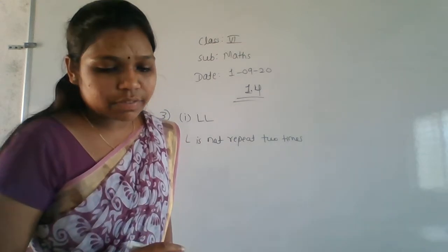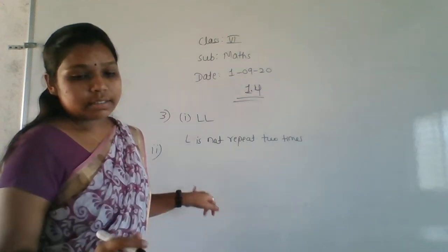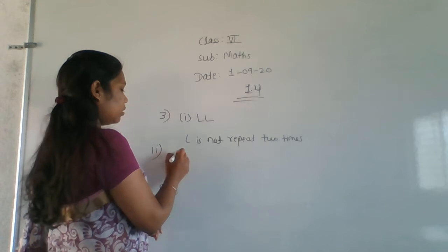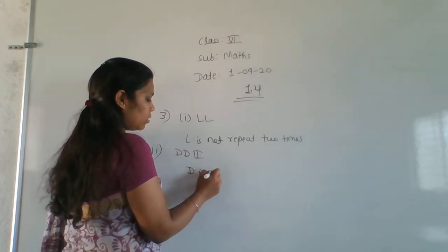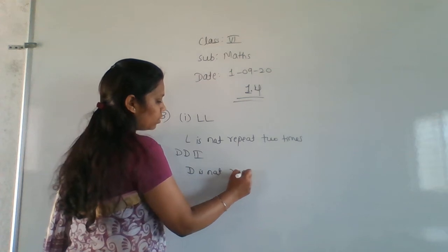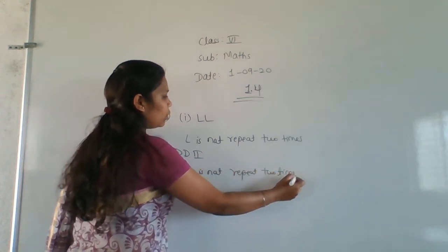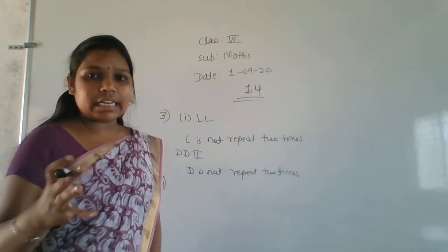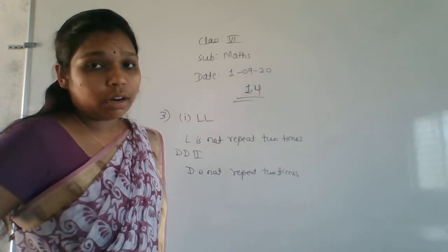Okay, so next is the second one. Second one is DD. Here also D does not repeat two times. Only one time the D will come. Two times D will not come in a Roman numeral. It's a wrong thing, it is not a rule.